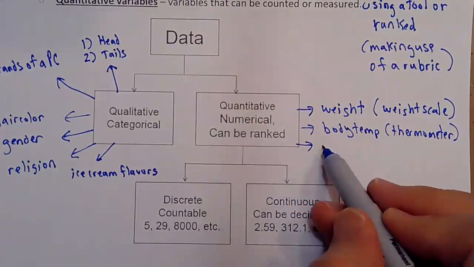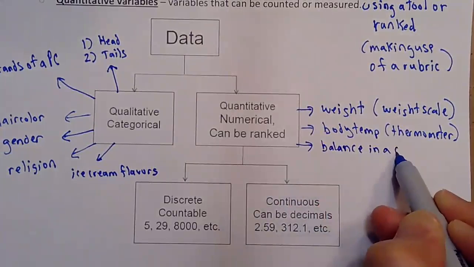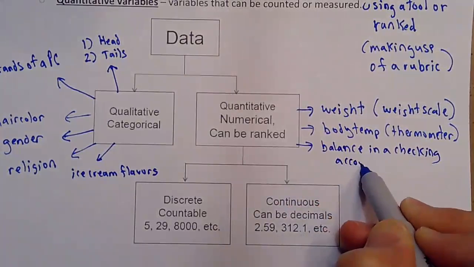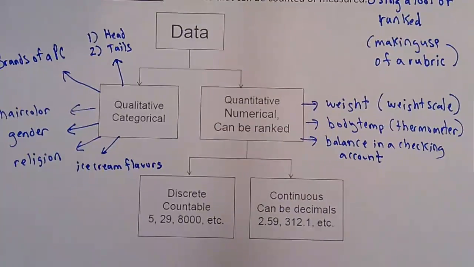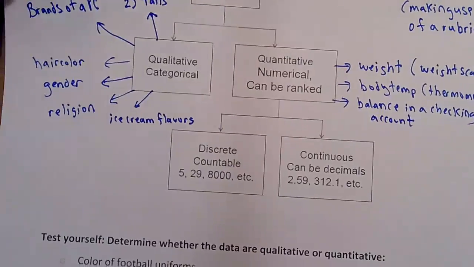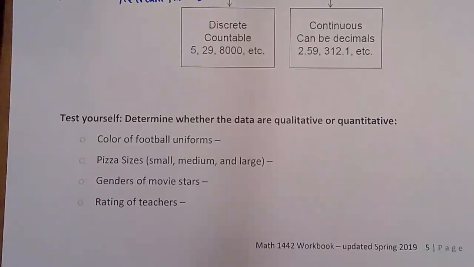Okay. Or even we could put a balance in a checking account. Okay. All right. So those are examples of quantitative. Okay. And let's see, at the bottom, they want you to determine if something is qualitative or quantitative. And let me just see what's on the other page. Is there vocabulary on the other page too?